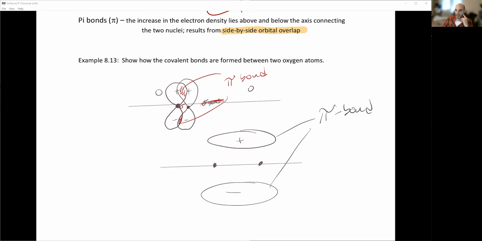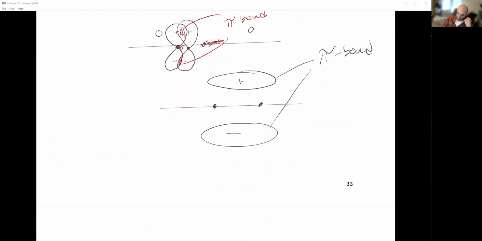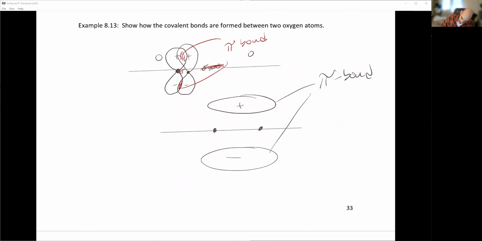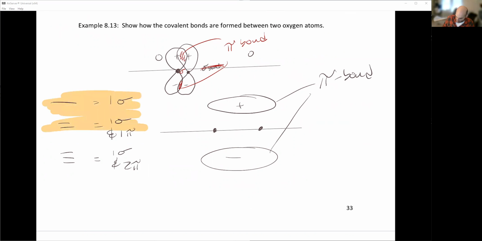So side-to-side interaction. Anything beyond the first is going to be pi bonding, okay? So a single bond is 1 sigma. A double bond is 1 sigma and 1 pi. A triple bond would be 1 sigma and 2 pi. And this is going to be the important portion to really understand. First one is always sigma. Anything beyond the first is going to be a pi bond.